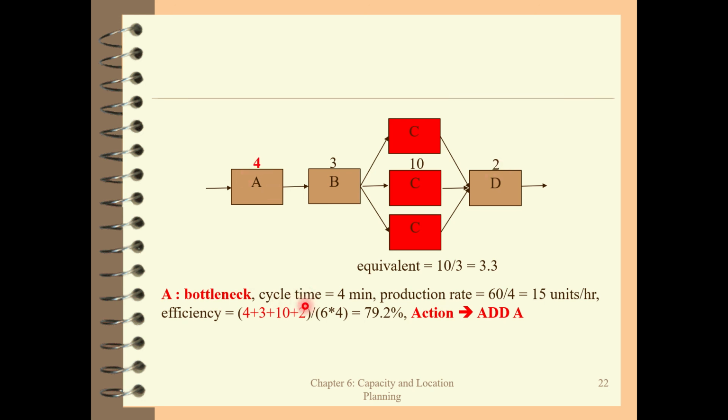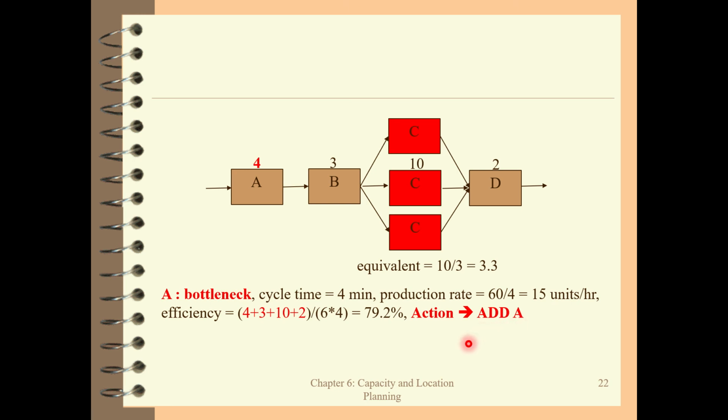The cycle time now is 4, and the production rate is 60 divided by 4, which is 15 units per hour. And the efficiency has the output the same as the previous one, and the number of machines is increased from 5 to 6, and the cycle time is 4. So the efficiency is 79.2%.